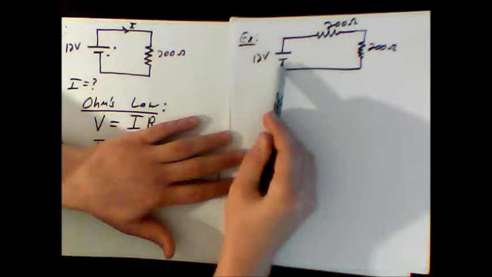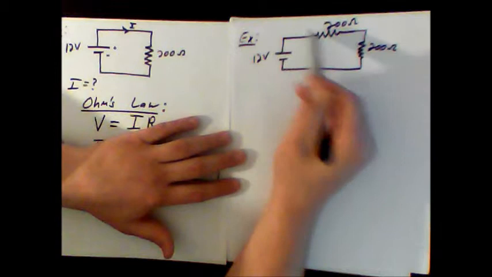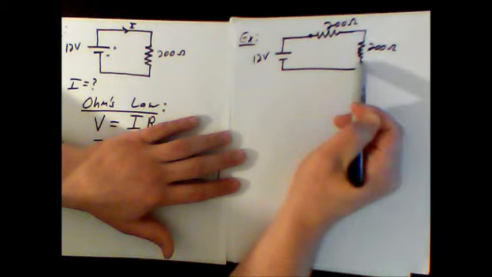Remember, this is positive and negative. The electrons can't go from one side all the way to the other side without going through every single one in between. So if you're trying to go from beginning to end, you can't get from beginning to end without going through both of these. That means that they're in series. Let's go ahead and write that down.